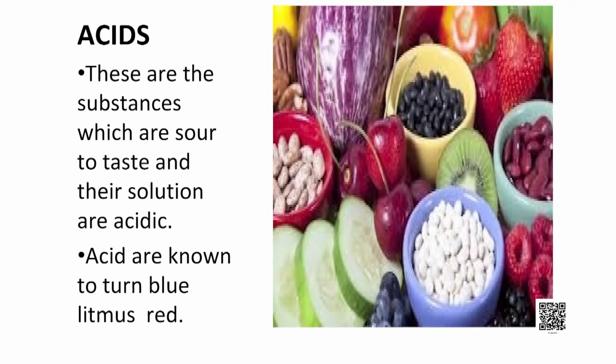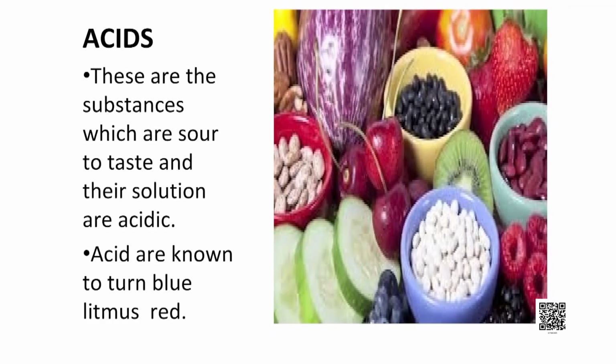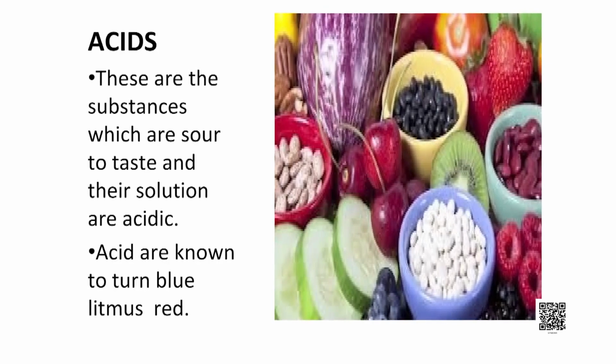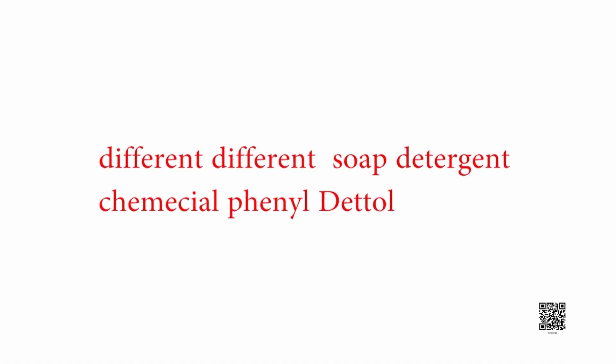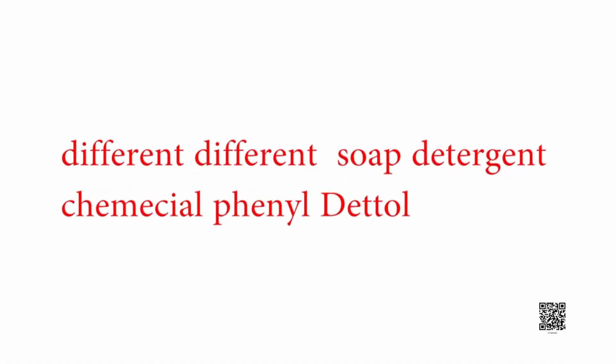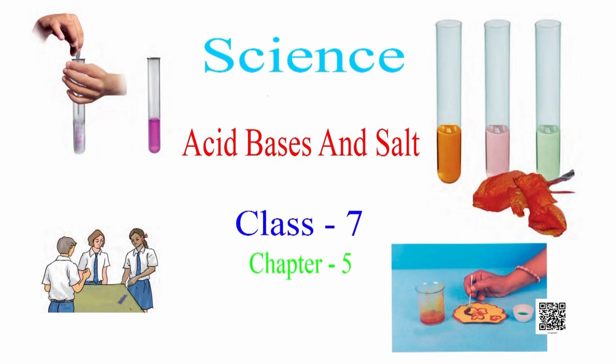In daily life you come across citric acid, you use lemon, you use oranges. So whether you can eat this acid or not, or if you have some strong acid like HCl or H2SO4, what are the uses of these particular acids? Many other things like bases you use, like different soaps, detergents, chemicals, phenyl, Dettol, all of these are generally basic in nature. So you must know the nature of those objects you are using. So let us start the chapter acid, base and salt.